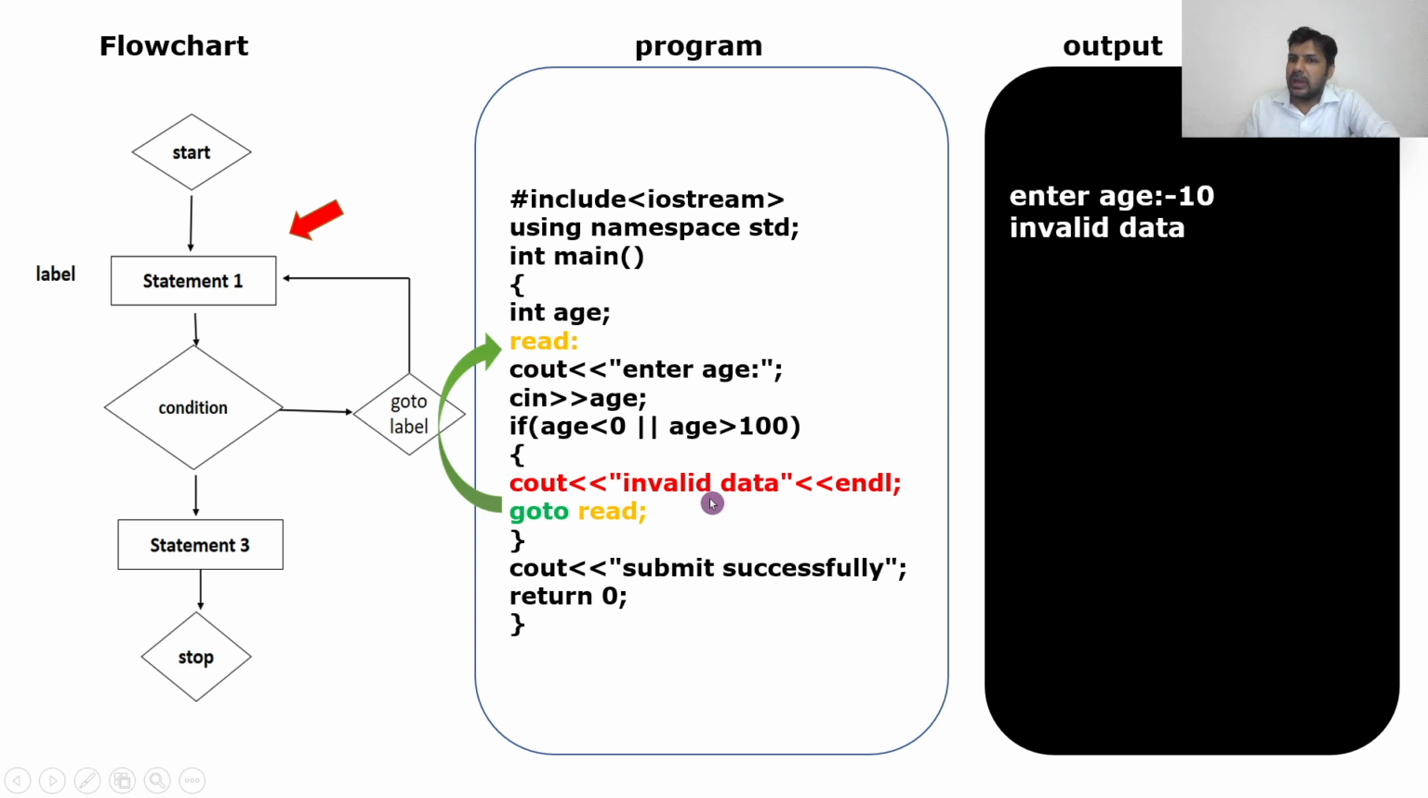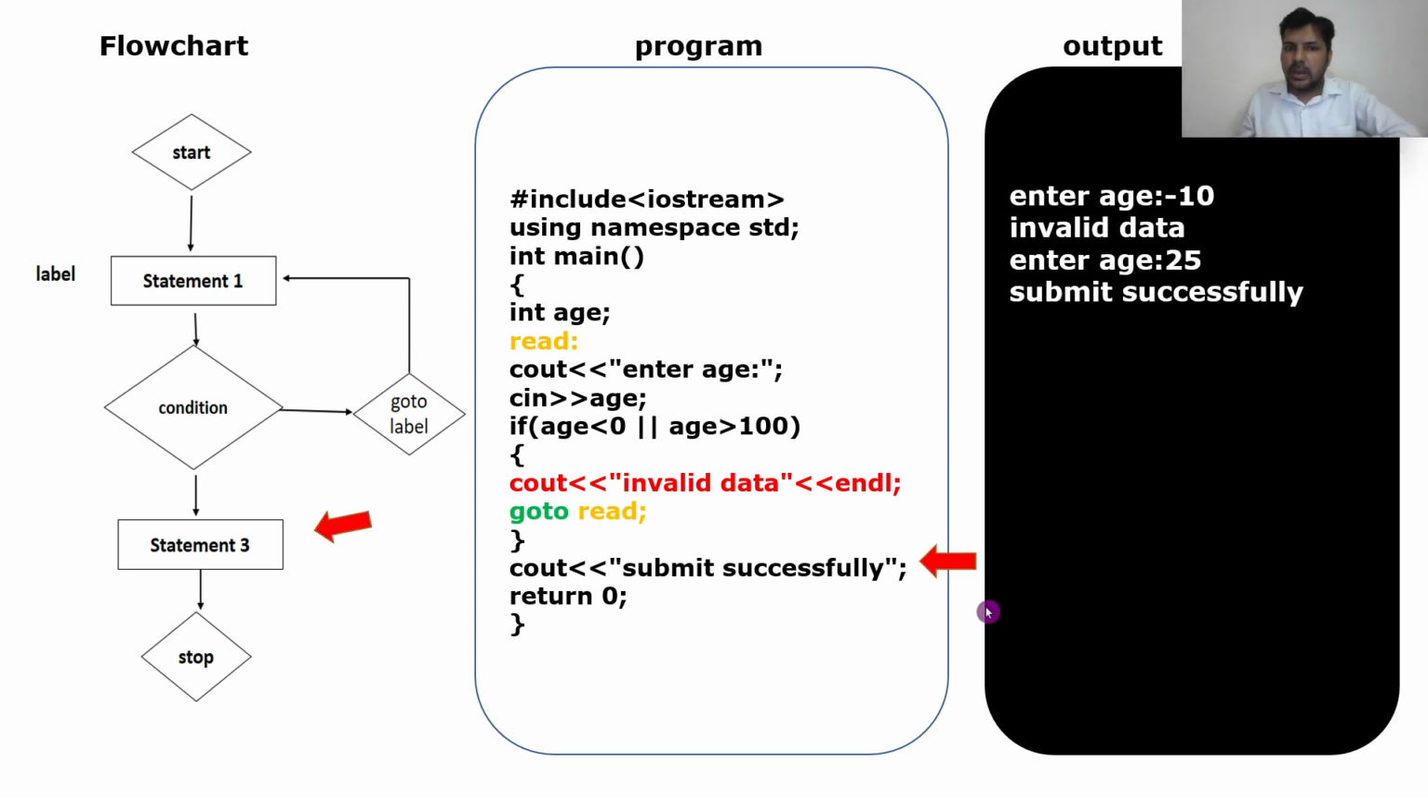Now what happens again? It will again show enter age. It is asking again because we came back to here, right? Now I will enter age as 25. Now what is the condition? The condition is age less than 0 or greater than 100. Whenever this is true, it will show invalid and ask again, right? Whenever you have entered an age greater than 0 and less than 100, the condition fails and it will say submitted successfully. So this is how I can write a program, right?